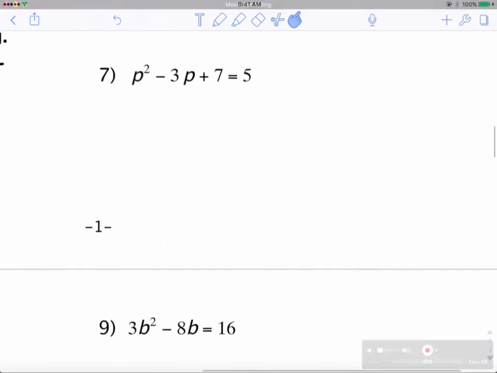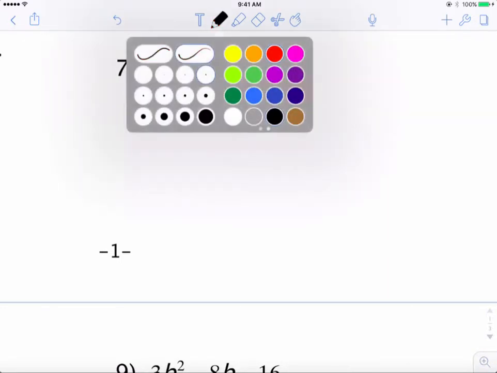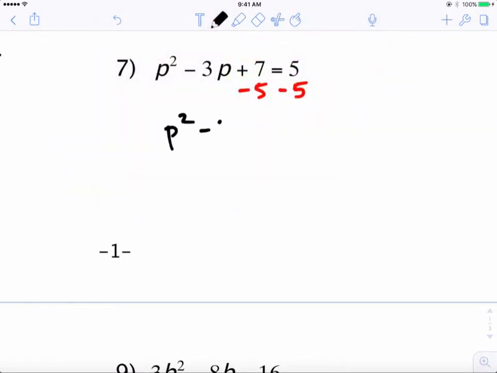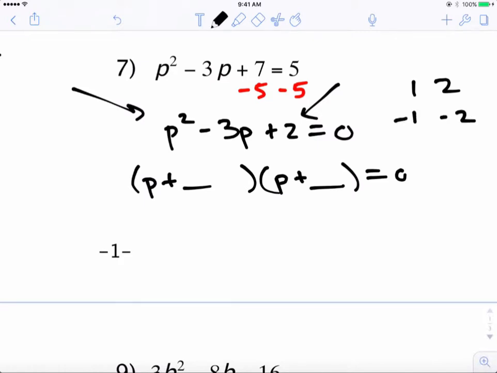Okay, next one. Very similar, just the one difference is we don't have 0 on one side of the equation. Let's make it 0. So let's subtract 5 from both sides, and now it's going to look the same as the other one. So p squared minus 3p plus 2 equals 0. Again, we've got a nice 1p squared, so we know this is going to factor as p plus some number, p plus some number. We know that these two numbers are going to need to multiply to positive 2. So it's either positive 1 and positive 2 or negative 1 and negative 2. Since they're going to need to add to negative 3, it's going to be negative 1 and negative 2.